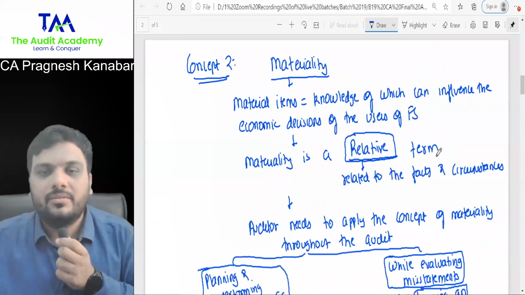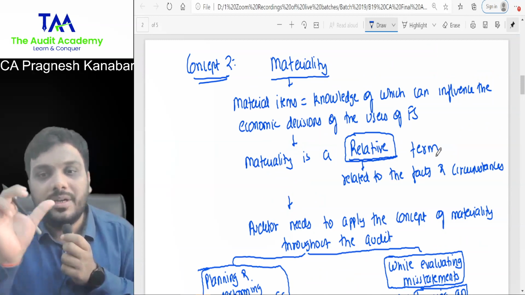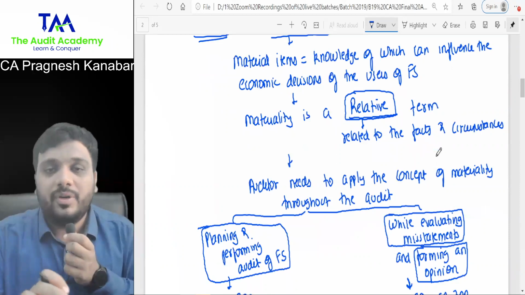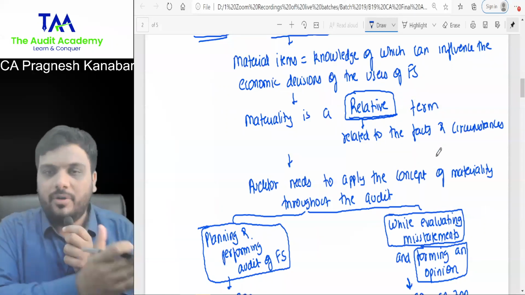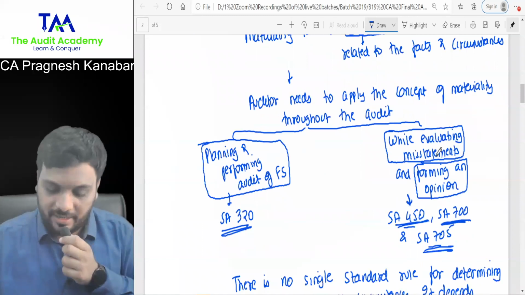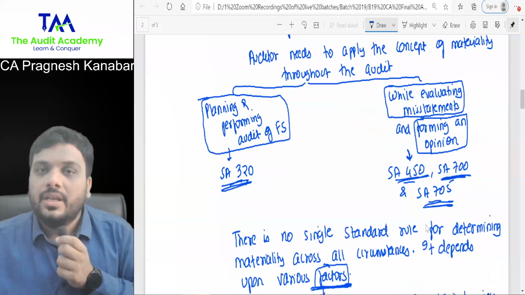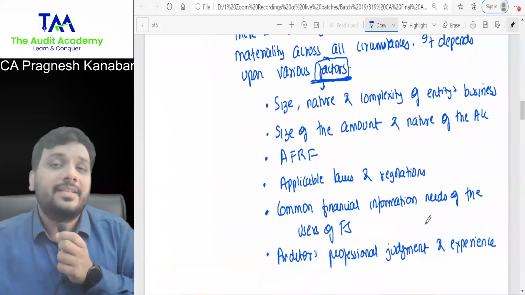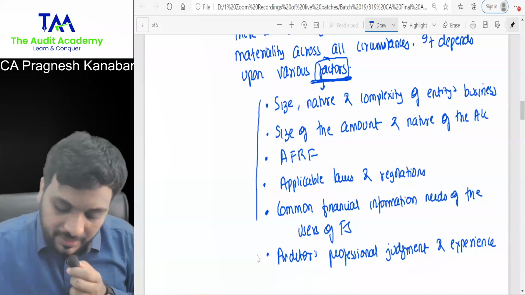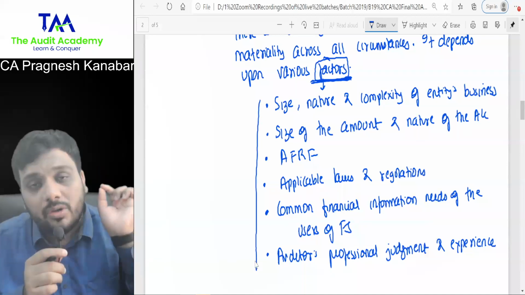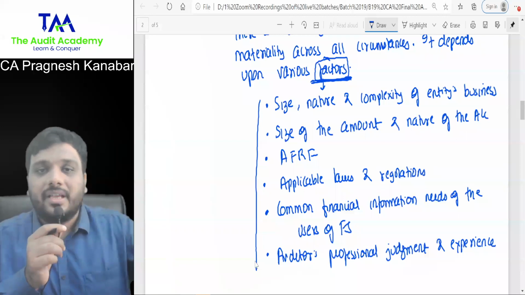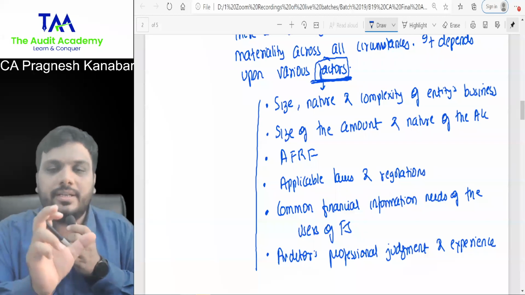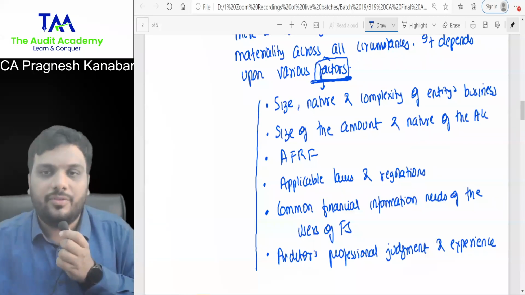So materiality, material items, knowledge which can influence the economic decisions of the users. It is a relative term. Auditor needs to apply the concept of materiality throughout the audit at planning and performing and while evaluating misstatements. For that, there are different standard numbers which I have written over here. We understand there is no single standard rule for determining materiality across all circumstances. It depends upon various factors. And these factors, don't forget in your life, because throughout the audit subject, you will see that these factors are repeated in various answers. All right. Okay. So that much I wanted to discuss with respect to the concept of materiality as of now.